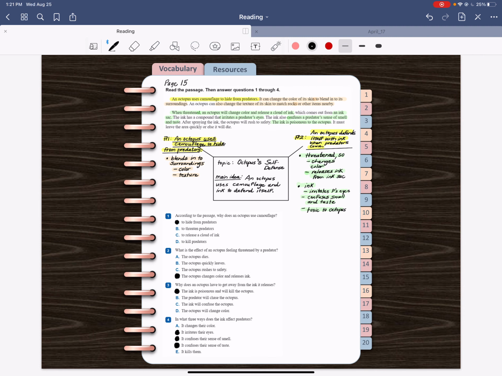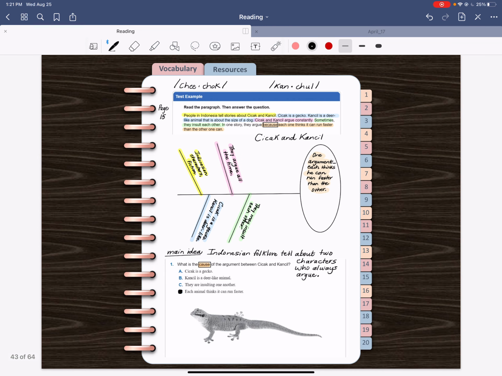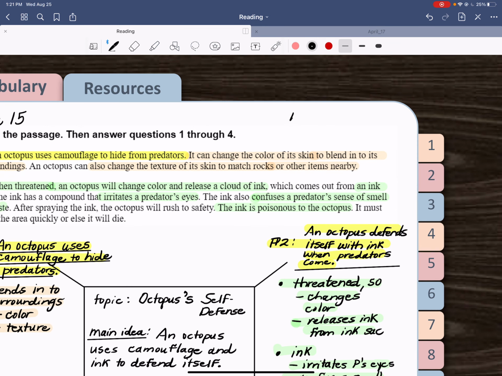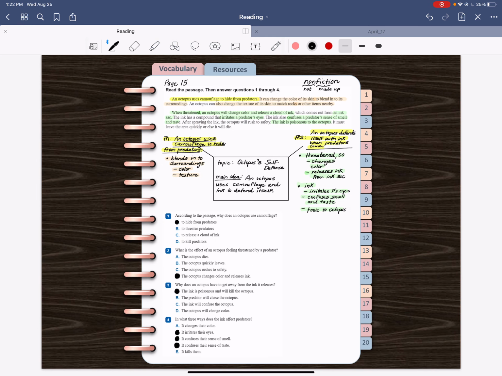Okay, that was a pretty interesting passage. That's a science passage. And it is not fiction. It is non-fiction. It is true. The one about Cheechako and Canchel was fiction. This is non-fiction. I need to start labeling those just so you learn the difference. Remember that prefix non means not. Fiction is made up. So non-fiction is not made up. It is a true story.